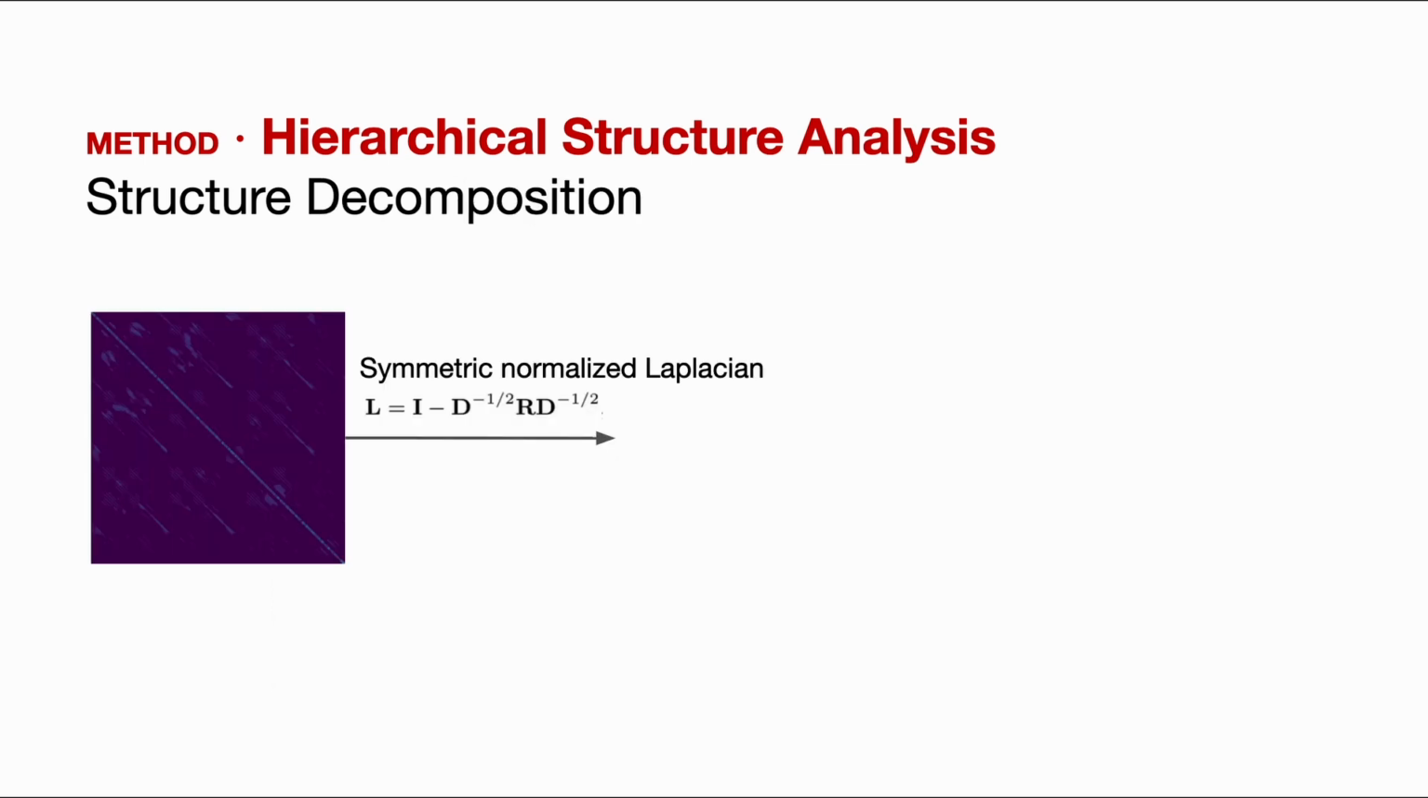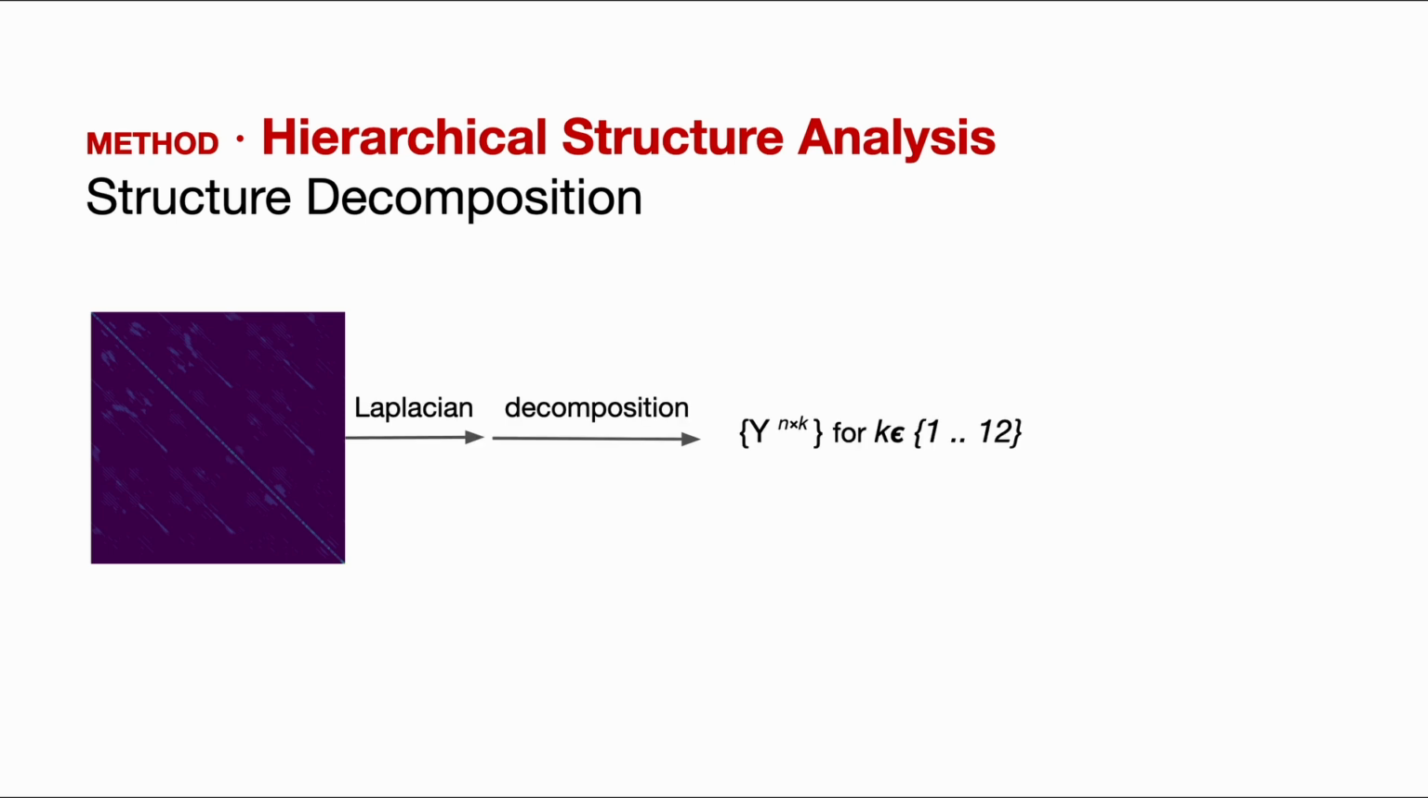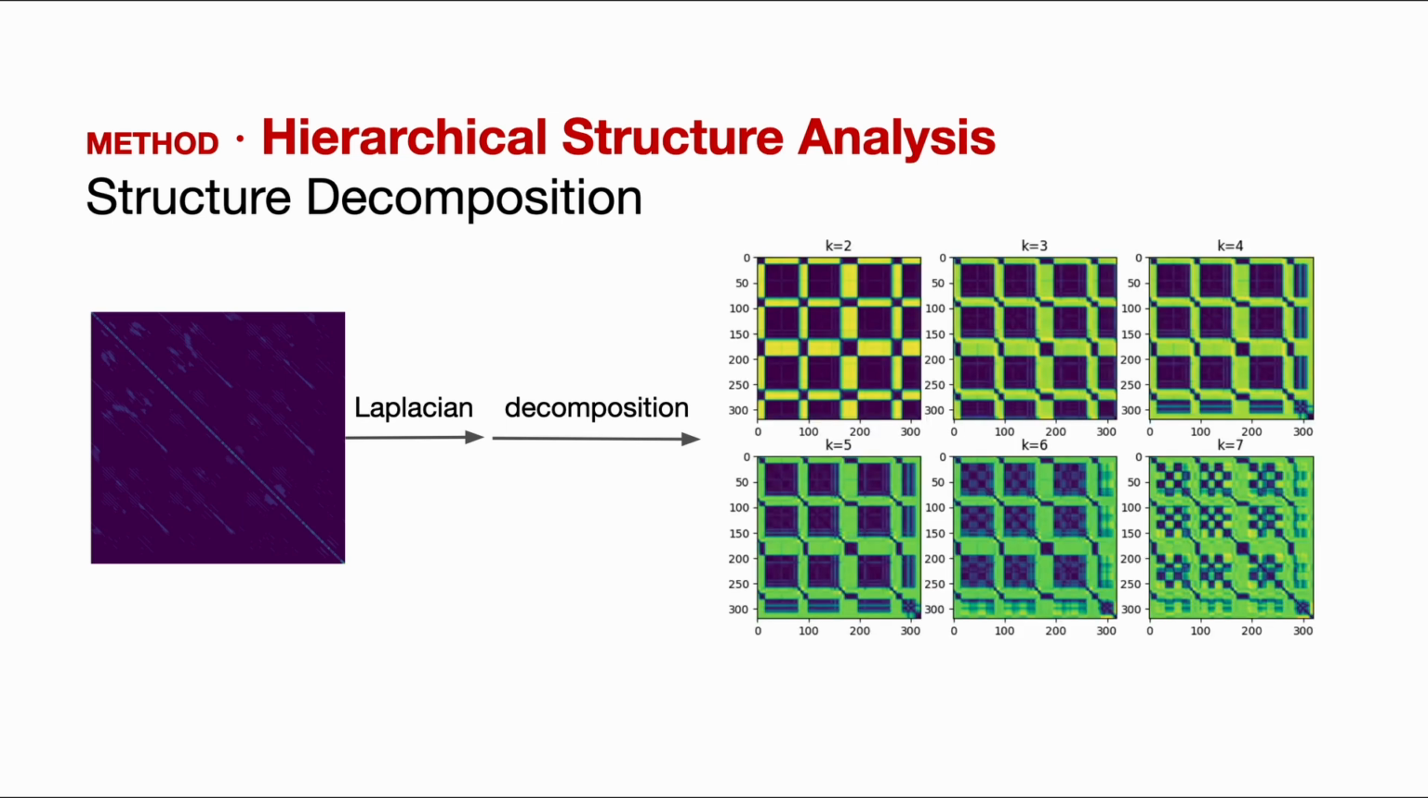From the combined recurrence graph R, we compute the symmetric normalized Laplacian. This helps us go from a graph to a matrix that we can more easily analyze. We decompose this matrix and take sets of the k first eigenvectors of the matrix. So for example, the set for k equals 3 contains the first, second, and third eigenvector as ordered by their eigenvalues. To get a better sense of these sets, we can plot their self-similarity.